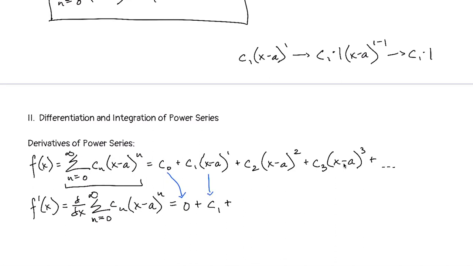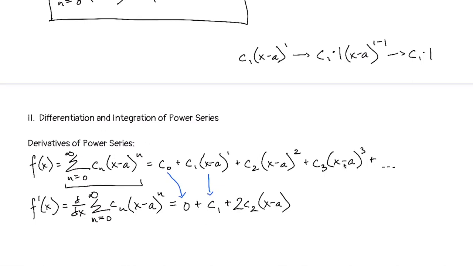Without too much simplifying here, how could I find the derivative of c sub 2 times x minus a squared? 2 c sub 2 times x minus a. Okay, x minus a to what power? To 1, right? Because 2 minus 1, it's power rule. I just lose a power. So we know that that power is 1, okay?